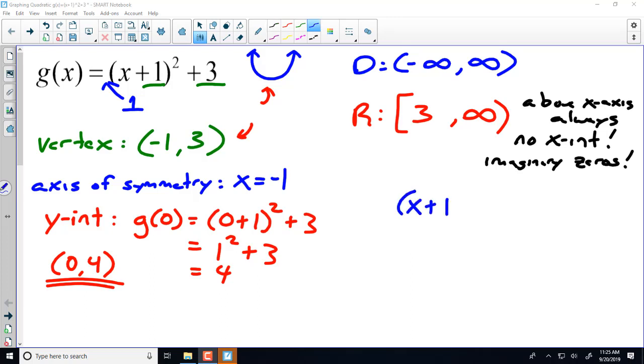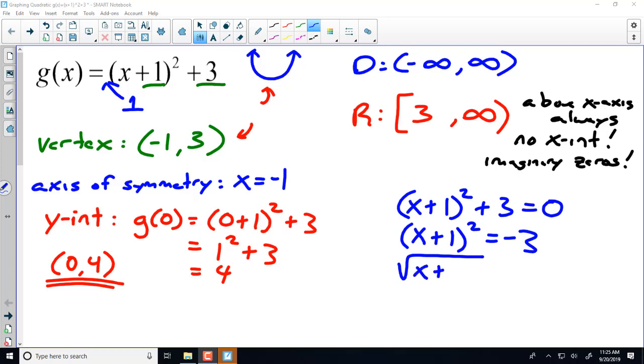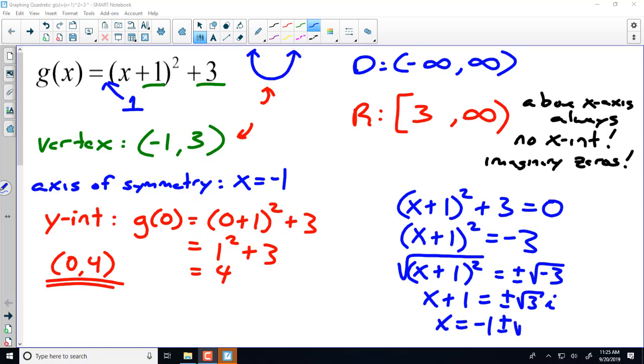So (x + 1) squared plus 3 equals 0. Subtract 3 from both sides. Oh, you know what? They are going to be imaginary because I'm about to take the square root of both sides by applying the square root property, and I'm going to take the square root of -3. So x plus 1 equals plus or minus the square root of -3. Let's clean that up. x plus 1 equals plus or minus the square root of 3 times i. x equals -1 plus or minus the square root of 3 times i.